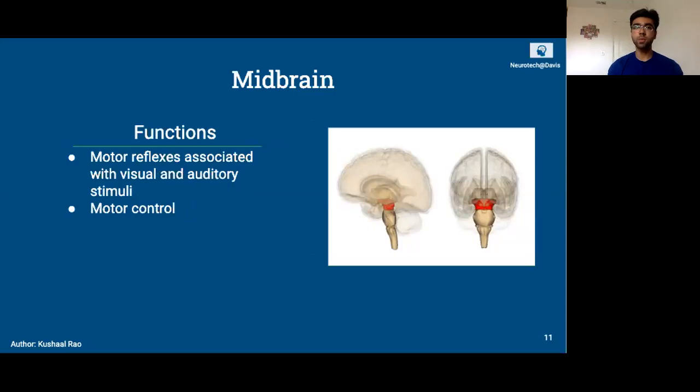So when you hear something that's super loud and you shrink back in fear, or you just flinch, that's a motor reflex associated with auditory stimuli. And if you saw something coming at you and you turned your face away, or you shielded your face, or you ducked, those are again motor reflexes associated with visual stimuli. So the midbrain plays a role in motor control and motor reflexes.